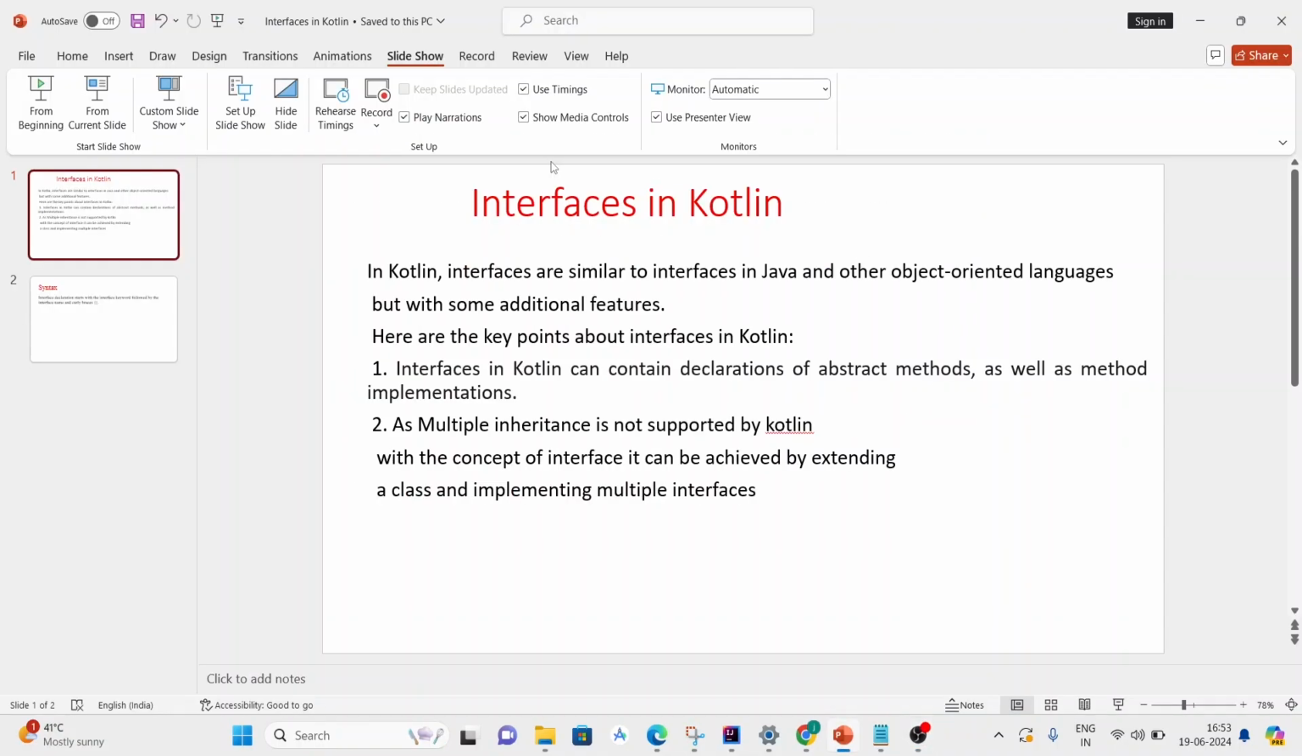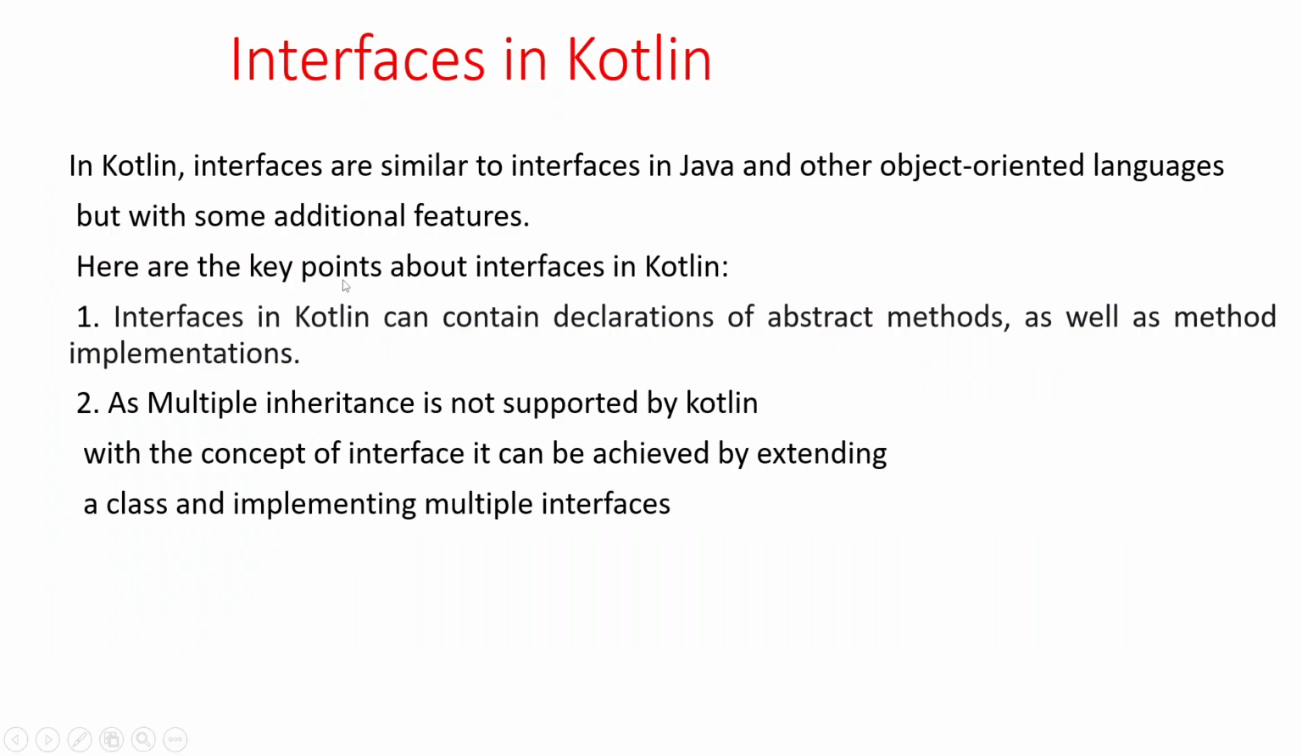Let's talk about the interfaces in Kotlin. In Kotlin, interfaces are similar to the interfaces in Java and other object-oriented languages, but with some additional features. Here are the key points about interfaces in Kotlin. Interfaces in Kotlin can contain declaration of abstract method as well as method implementation. As multiple inheritance is not supported by Kotlin, with the concept of interface, it can be achieved by extending a class and implementing multiple interfaces.